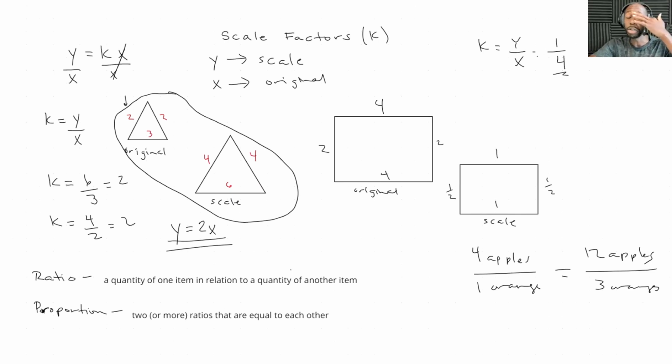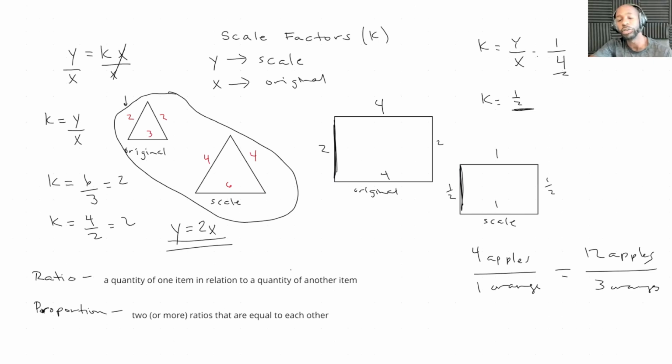Okay. Let's make sure that we get the same thing though. Let me make sure that I work these out. Yeah. Okay. So I should be able to do the same thing here. So K, I'm going to take this side now. K is equal to a measurement from the scaled shape, which is going to be right here, 1/2, over a measurement from the original shape, which is 2.